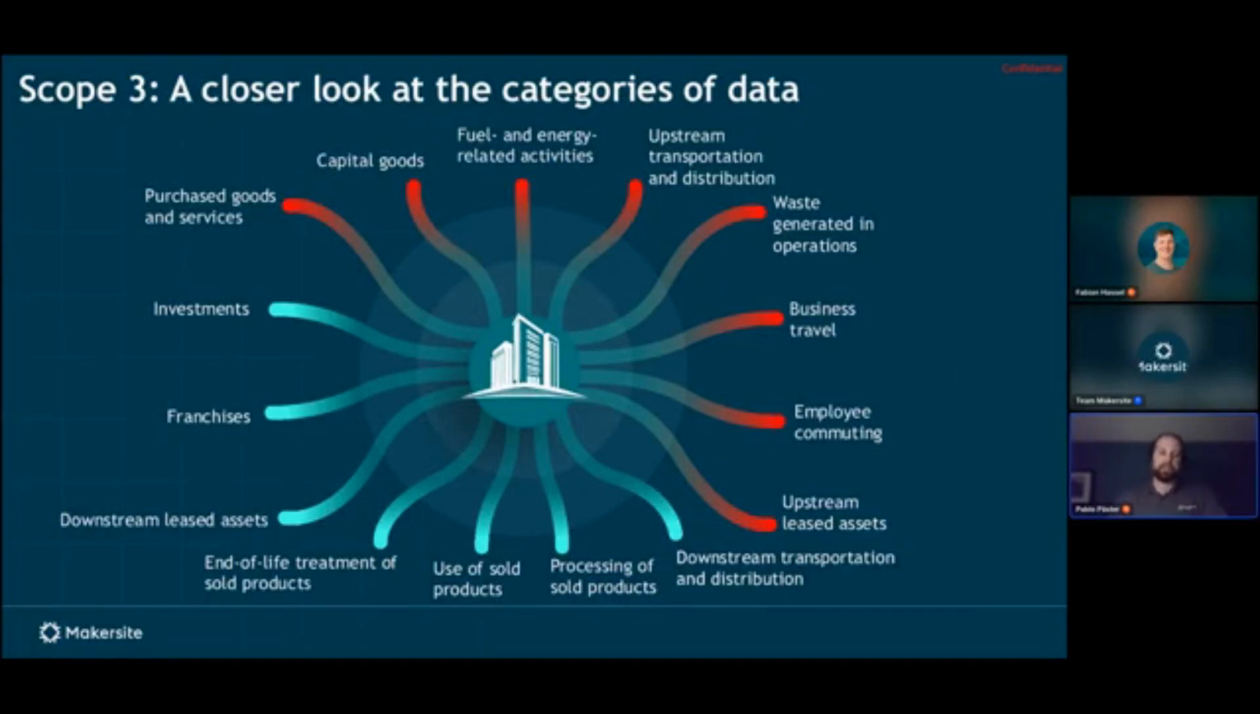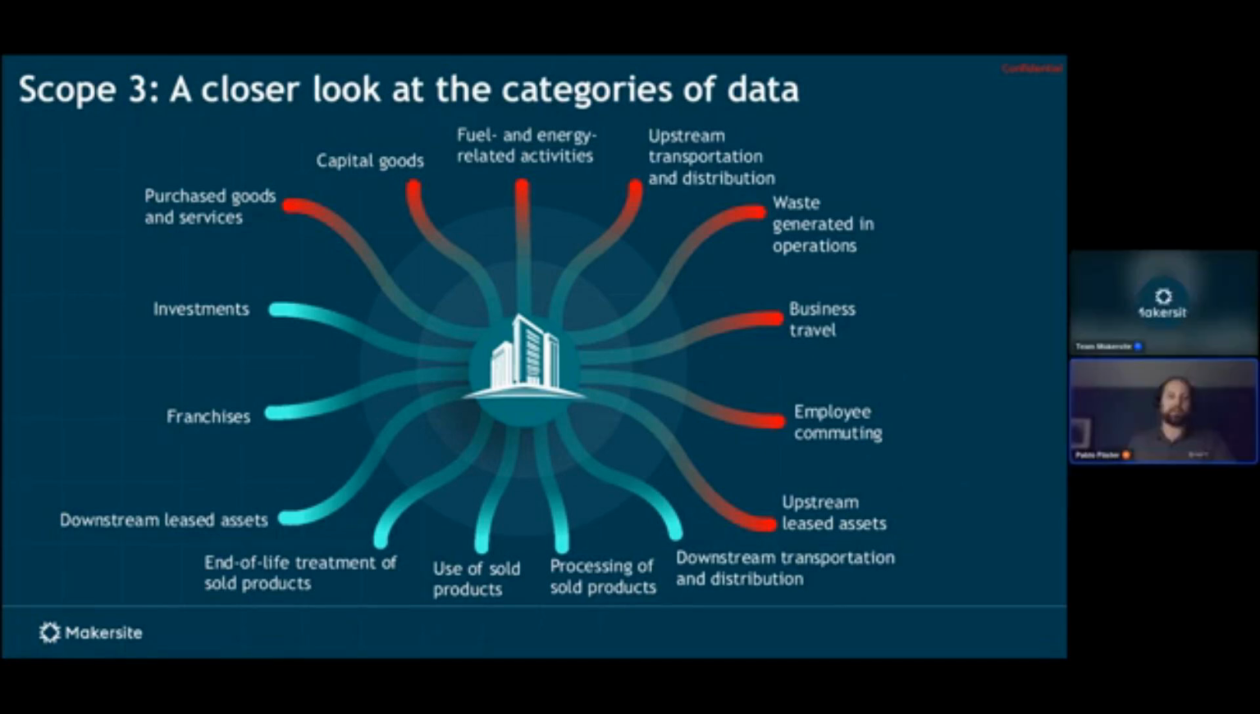Scope 3 is divided into two main groups. Categories 1 through 8, shown here in red, cover upstream emissions. So that's everything that happens upstream of your organization before getting to you in the value chain of creating products or services. Categories 9 through 15, shown here in green, represent downstream impacts. So that's primarily the impacts of your products and your activities downstream from your organization. And these all have very unique challenges.